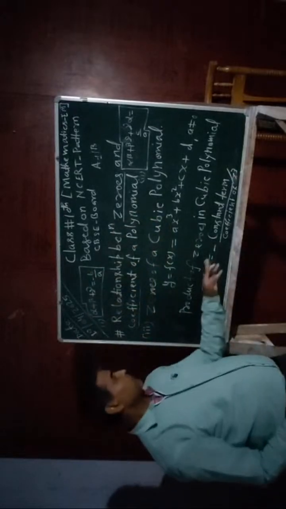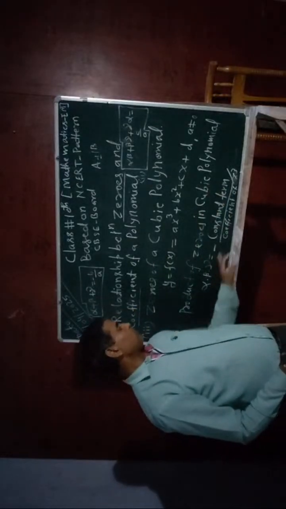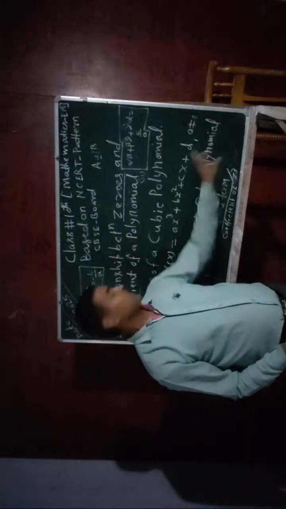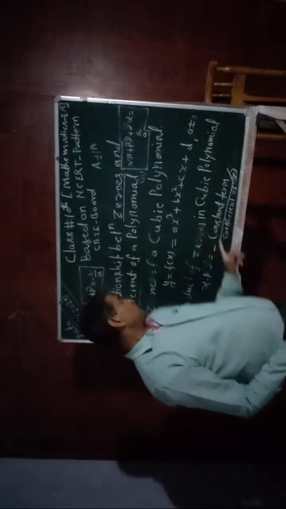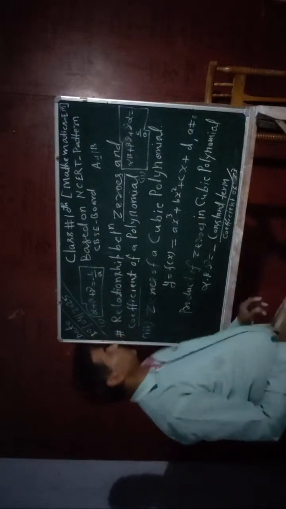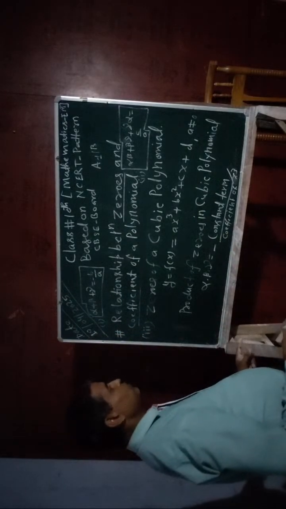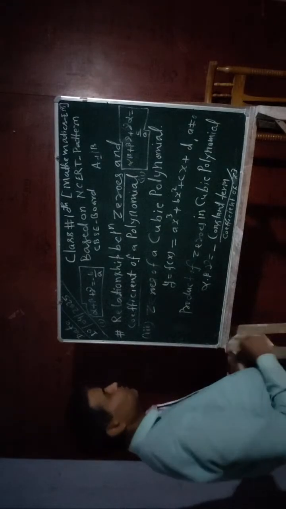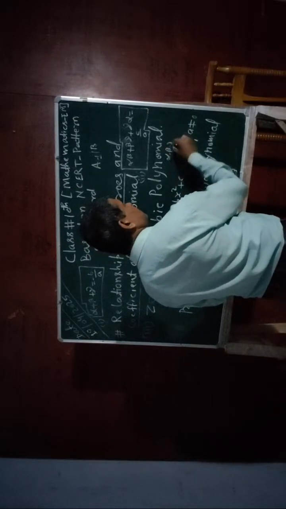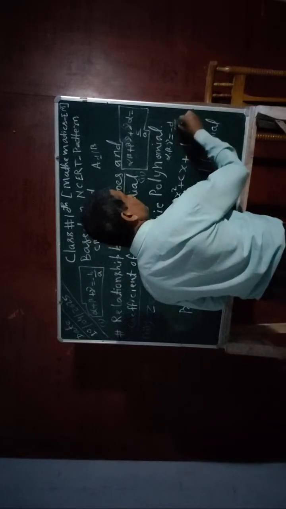So the product of zeros in a cubic polynomial, alpha into beta into gamma, is equal to minus constant term divided by coefficient of x cube. In this cubic polynomial, the constant term is d and the coefficient of x cube is a. So alpha into beta into gamma is equal to minus d divided by a. Okay student, I am going to erase this one, and after erasing it I can say here: alpha into beta into gamma is equal to minus d divided by a.